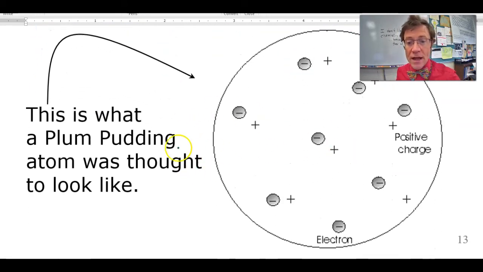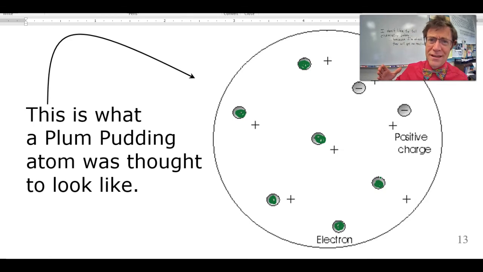This is his plum pudding model, right? Where the big thing here is a positively charged atom, and there are these little tiny bits of negative electrons embedded. He calls it plum pudding because he was from England, and it's like a pudding with plums in it. It doesn't seem appetizing. I'm gonna go with the chocolate chip cookie dough model because that sounds delicious. The negatively charged electrons are the chocolate chips, all embedded in there.